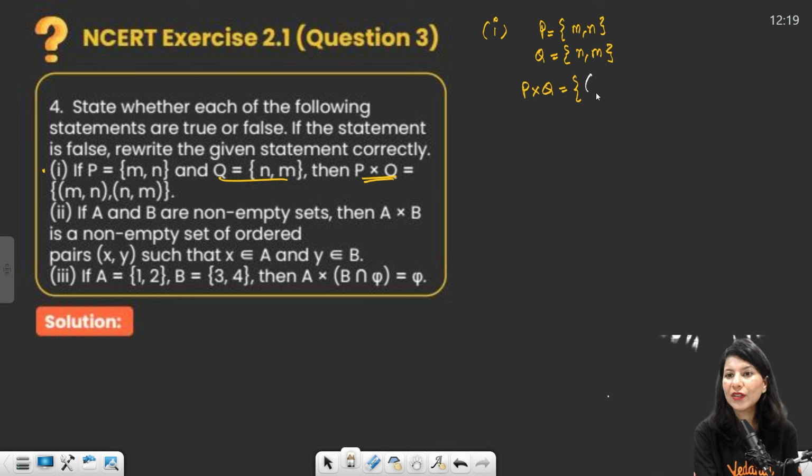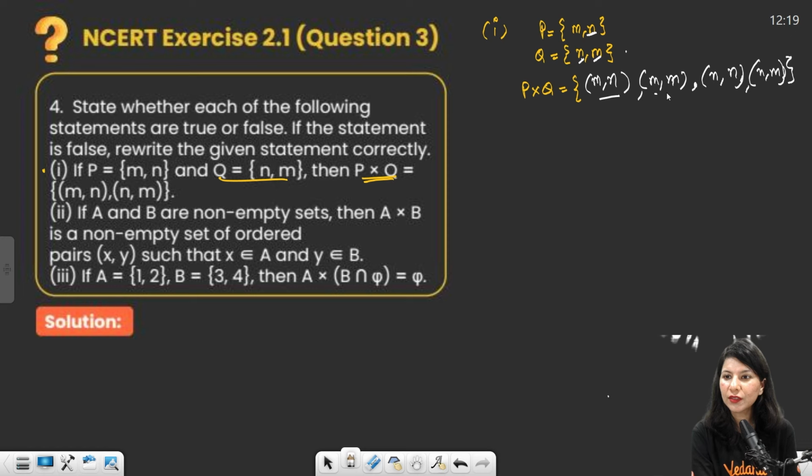So P cross Q will have ordered pairs. How many ordered pairs? 2 multiplied by 2, that is 4 ordered pairs, wherein the first element will come from set P. So (M, N), (M, M), correct? Now again the first element will come from P, so this is (N, N) and finally (N, M).